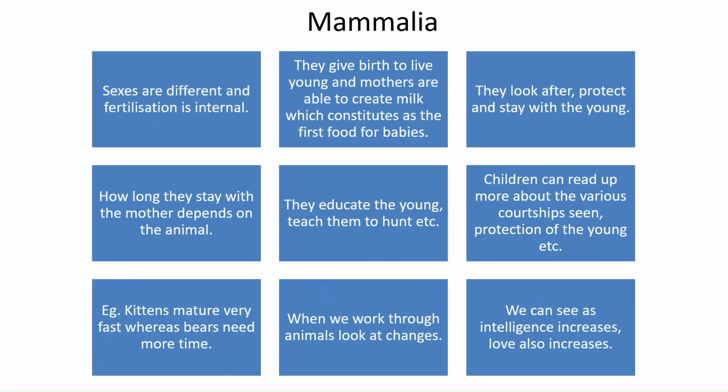In mammalia, sexes are different and fertilization is internal. They give birth to live young and mothers are able to create milk which constitutes the first food of babies. They look after, protect and stay with the young. How long they stay with the mother depends on the animal. They educate the young, teach them to hunt, etc. Children can read up more about the various courtship scenes, protection of the young, etc. Kittens mature very fast, whereas bears need more time.